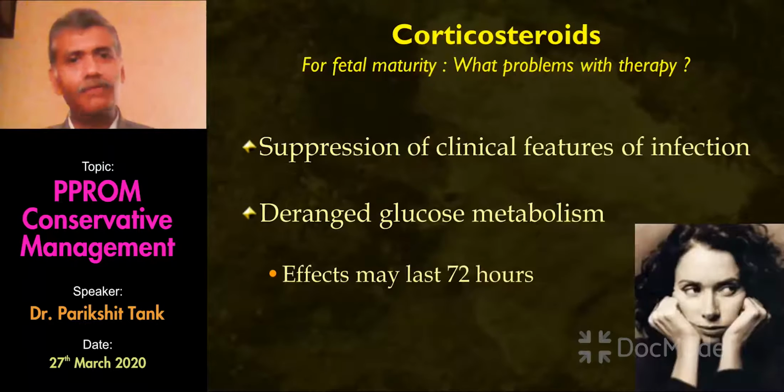What are the problems? Well, there could be a suppression of clinical features of infection, and those women who have a deranged glucose metabolism may have an alteration of the blood sugars, may need a little closer titration of the antihyperglycemics, may need hospitalization if they are on an insulin protocol. And this effect may last for 2 or 3 days before the glucose metabolism returns to normal.